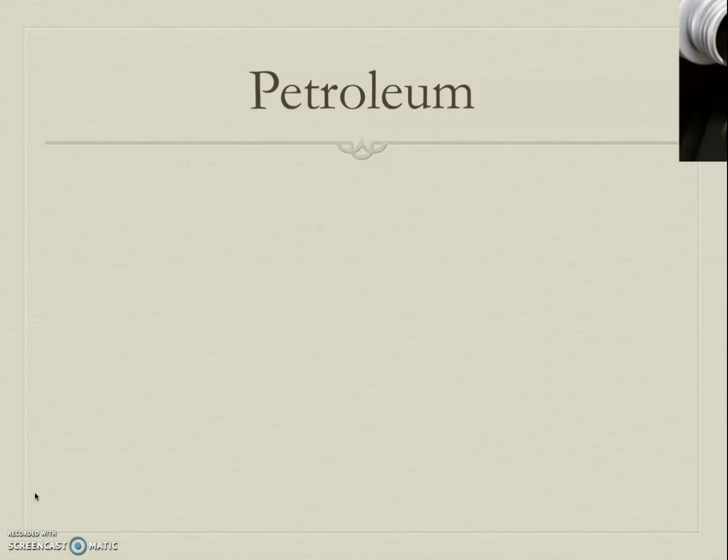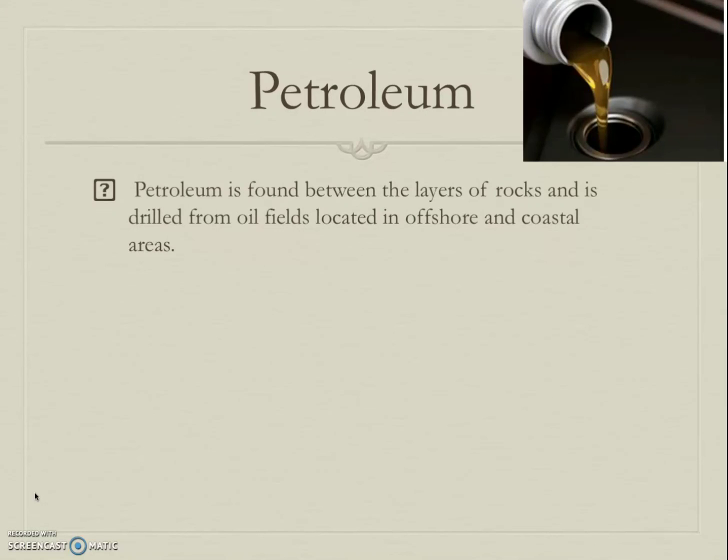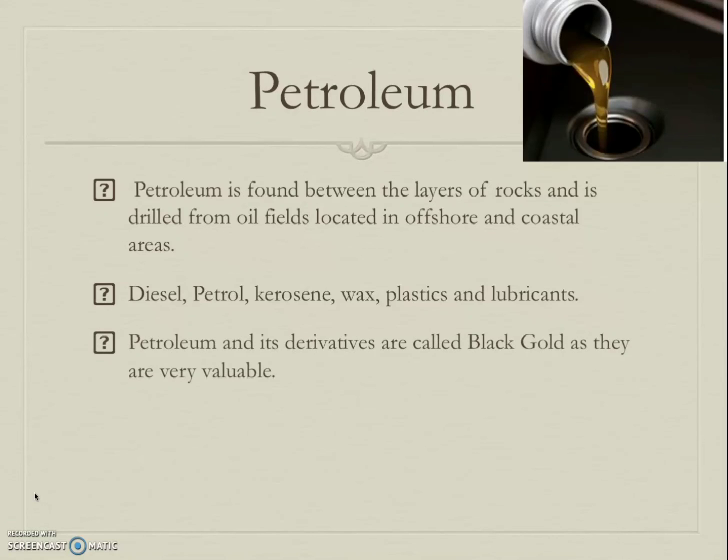Next, we are going to see about petroleum. Petroleum is found between the layers of rock and is drilled from oil fields located in offshore and coastal areas. This is sent to the refineries, which process crude oil and produce a variety of products like diesel, petrol, kerosene, wax, plastic, and lubricant. Petroleum and its derivatives are called black gold, as they are very valuable.